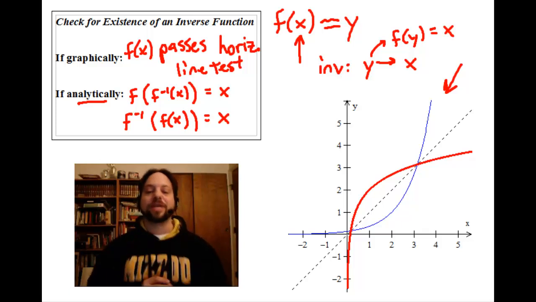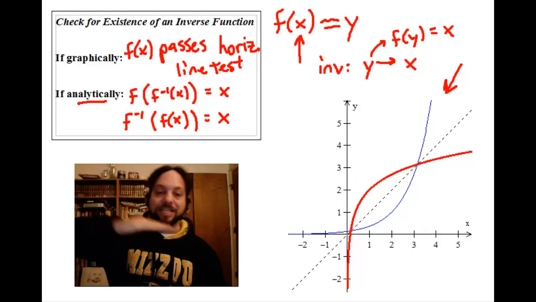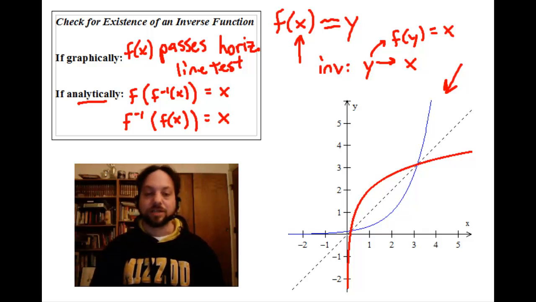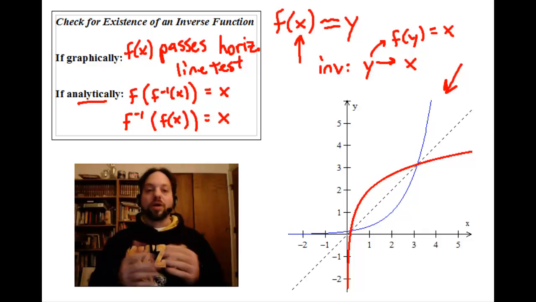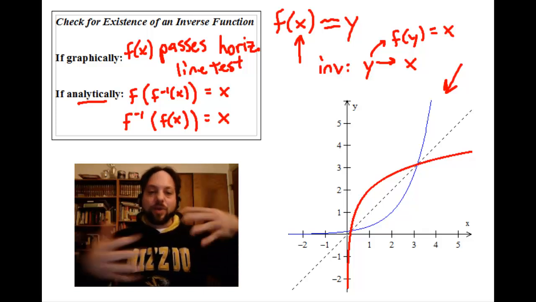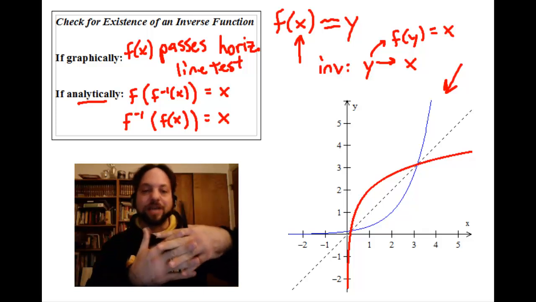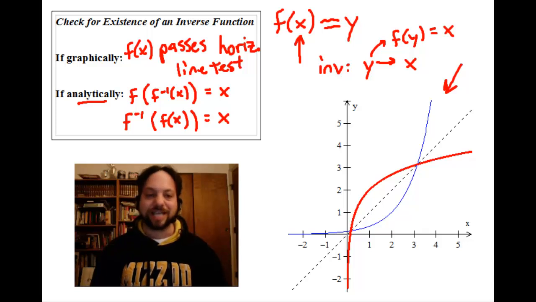So, that's how we can tell if a function has an inverse. If the function passes the horizontal line test, that's graphically, or if we can find the inverse, and when we compose them together, the result is just x. Then we can tell analytically that the function has an inverse function.